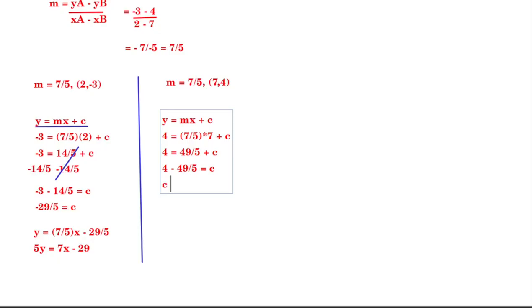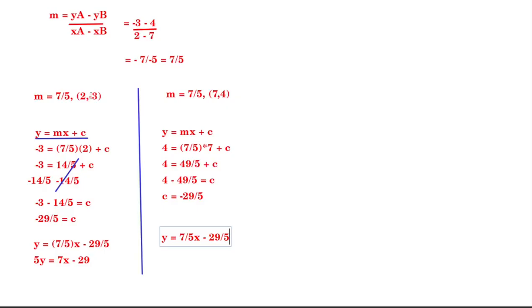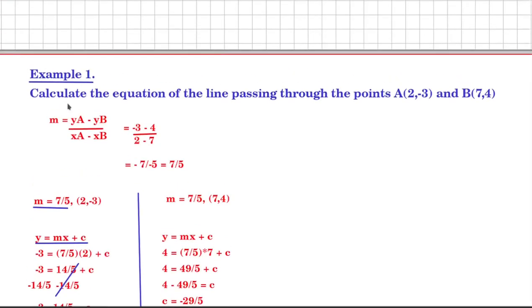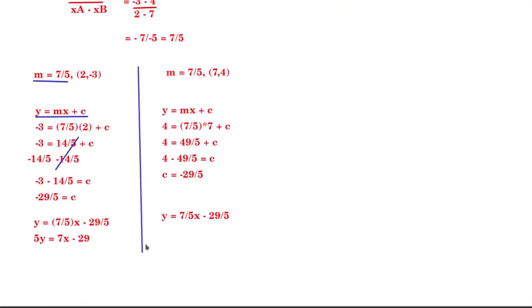And then from there, you have your c being equal to negative 29 on 5. Now let's substitute. Then you have your equation as y equals 7 over 5 x minus 29 over 5. That's your equation of the line. So the bottom line here is, once you have the gradient, you are free to use any of the 2 points to calculate the same equation, and you are going to get the same result as we got here.